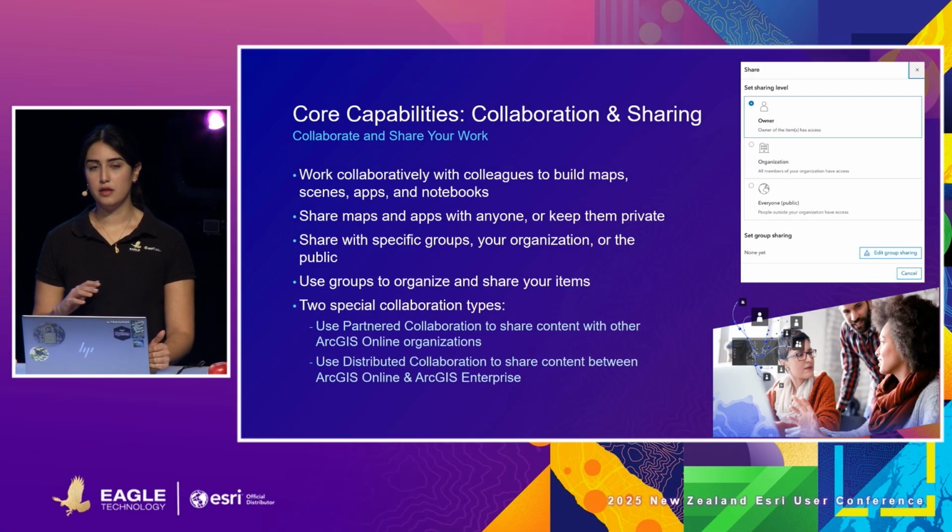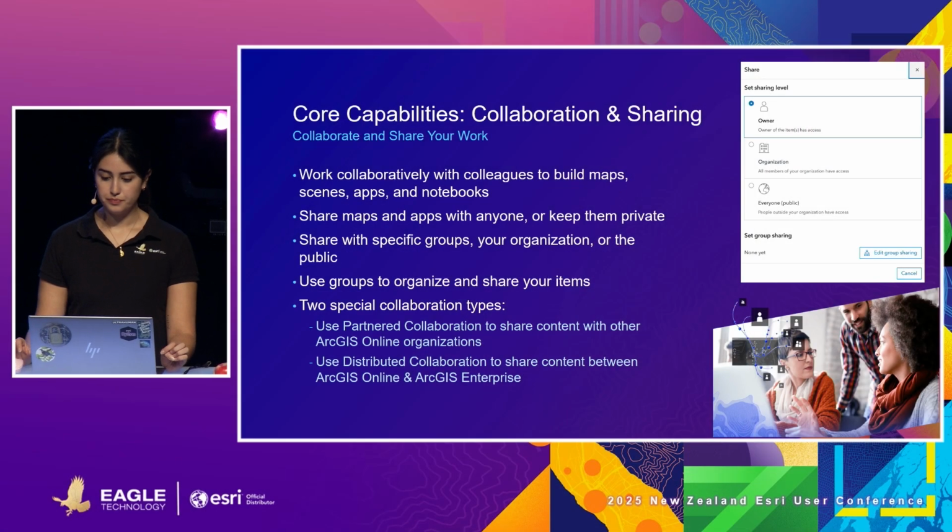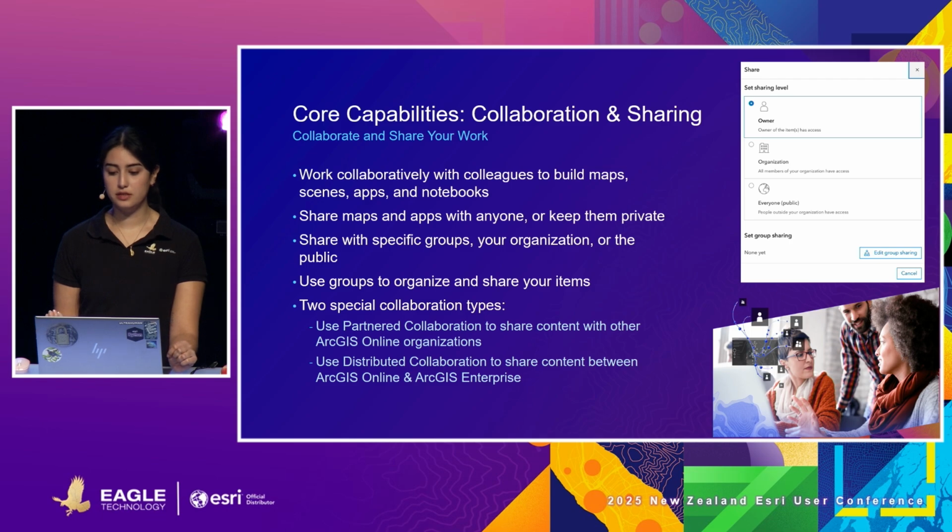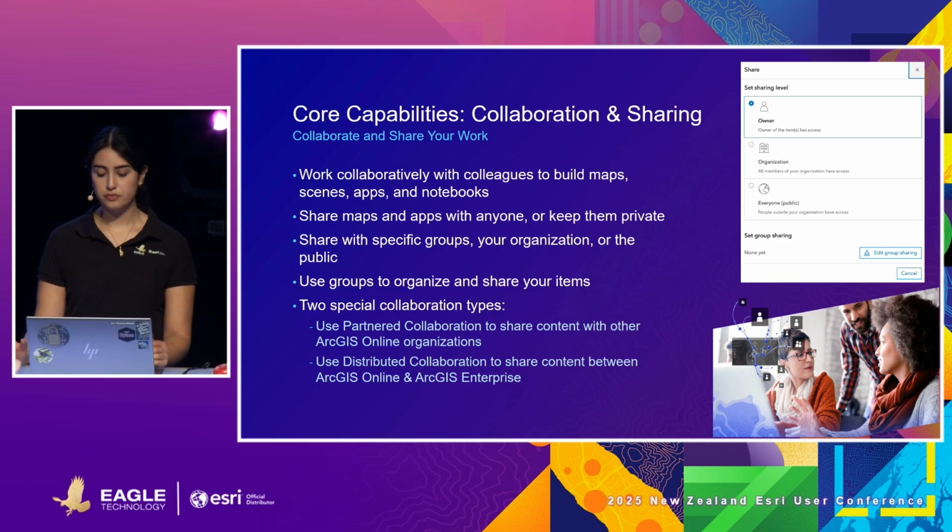Sweet. So this is something that we always like to highlight as it's a core capability within ArcGIS Online and the whole ArcGIS system. ArcGIS Online makes it easy to collaborate and share your work. As you know, you can build your maps, your different layers, your applications, your notebooks and your scenes, and you can then share them with your team. And you can choose how you want to share them. You can keep your items private, you can share them across your organization, or publicly. And then if you want to share them with specific groups of people, you can use groups for this.